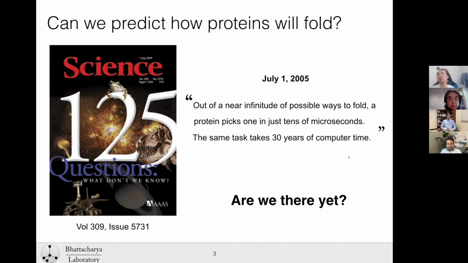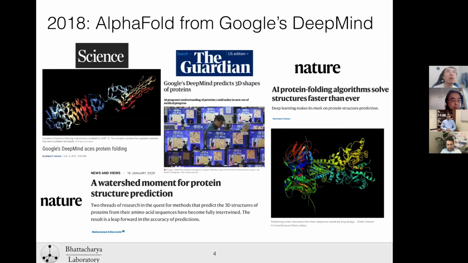It turns out this field of protein modeling has attracted a lot of attention recently with the introduction of the AlphaFold method from Google's DeepMind. And this happened in 2018. In this slide, I have tried to give a random sampling of different news surrounding the AlphaFold method. This one is from Science magazine, which says Google's DeepMind aces protein folding. The Guardian says Google's DeepMind predicts 3D shape of proteins.